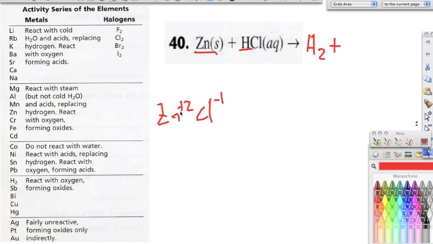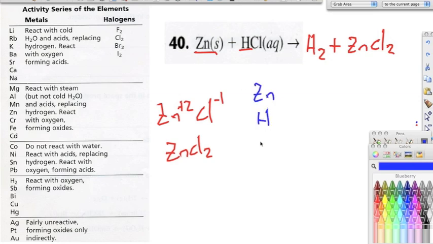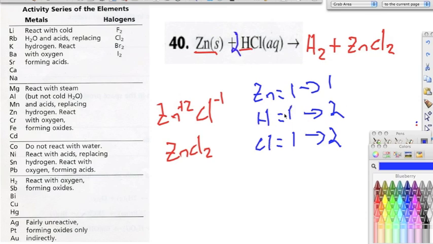Okay, so back to the problem. Let's go ahead and crisscross here. We have ZnCl2. So let's go ahead and balance this guy. We have zinc, we have hydrogen, and we have chlorine. And we see that we have 1 zinc, 1 hydrogen, 1 chlorine, and then on the product side, we have 1 zinc, 2 chlorines, and 2 hydrogens. So to balance this out, we need a 2 in front of this, which will make hydrogen go to a 2 and chlorine go to a 2, which that'll be our balanced chemical equation.